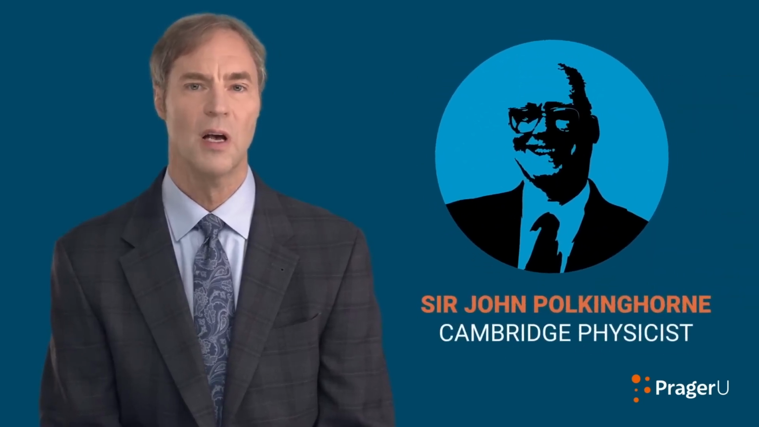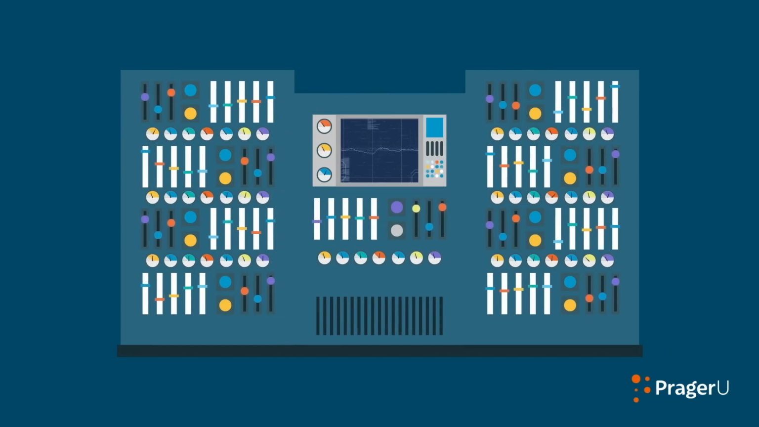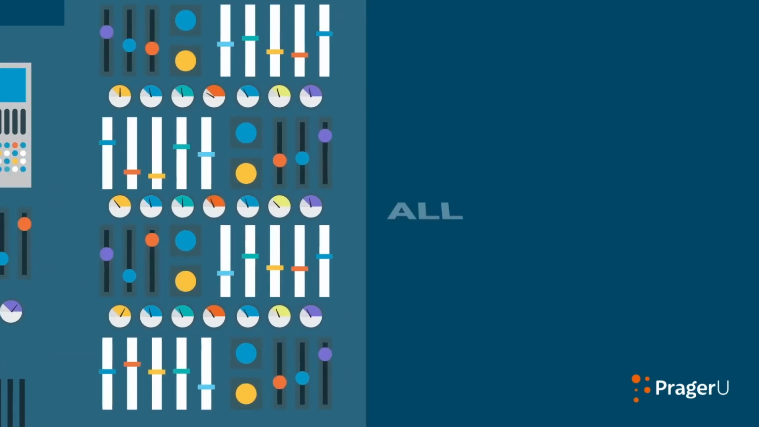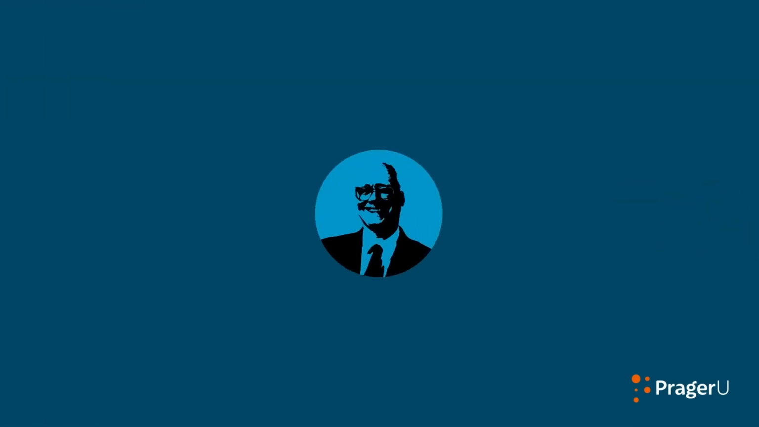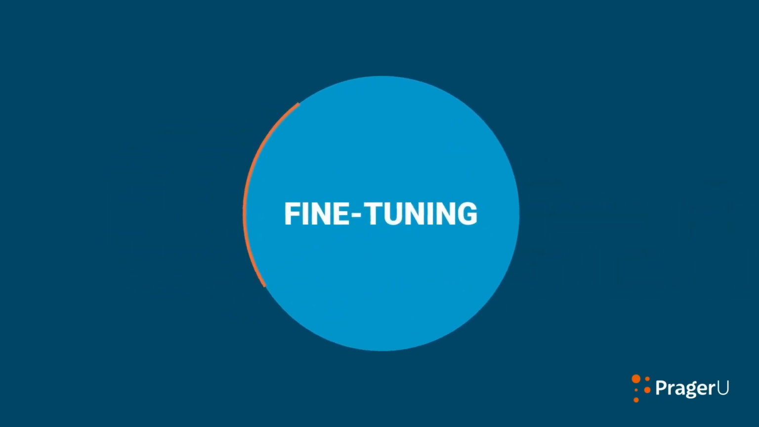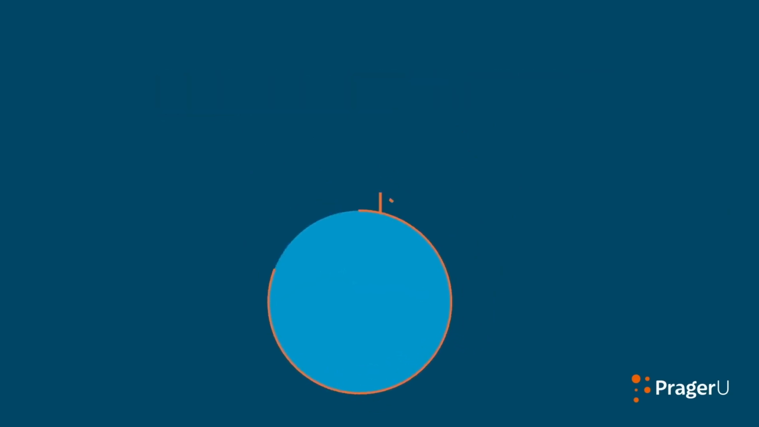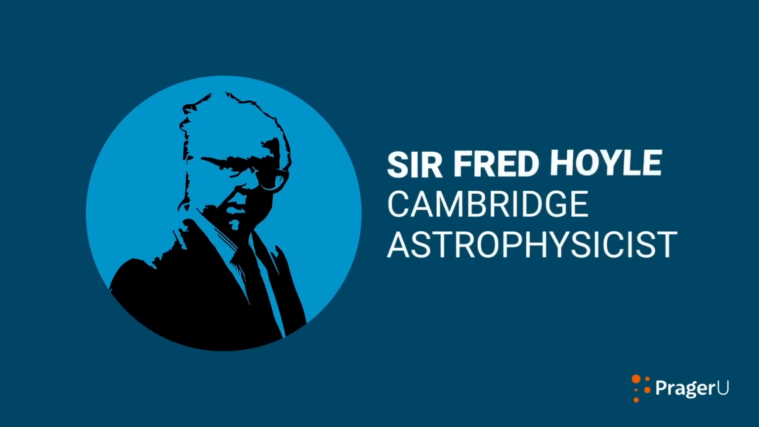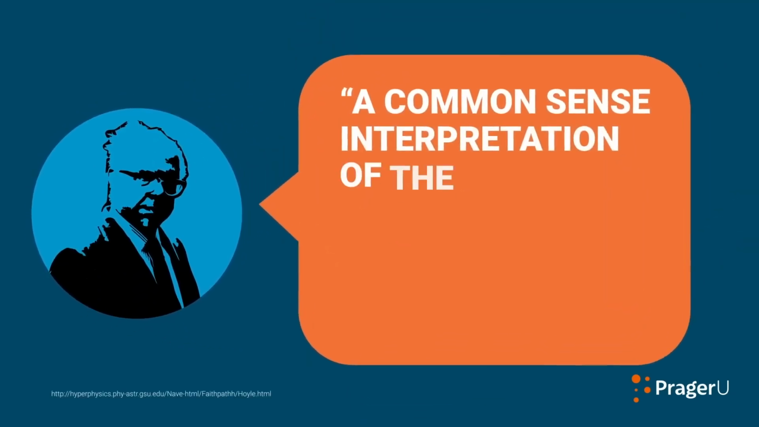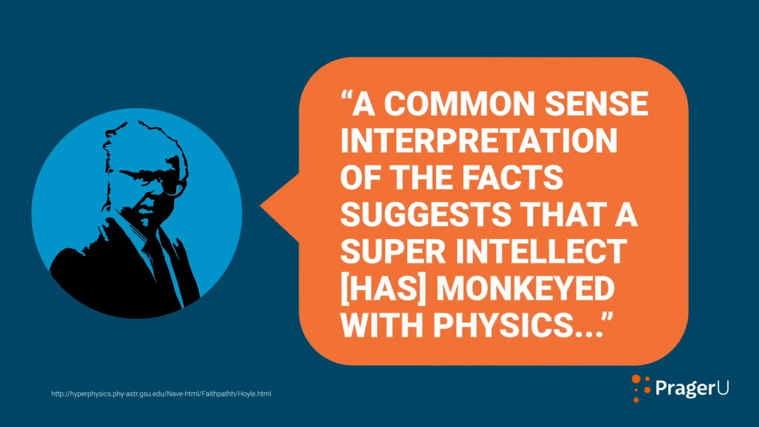To illustrate this idea, the late Cambridge physicist Sir John Polkinghorne imagined a universe-creating machine with numerous dials, each representing some critical parameter. The various dials each have an almost infinite range of settings, yet all are set just right. Not surprisingly, Polkinghorne and many physicists have concluded that the improbable cosmic fine-tuning of our actual universe points to a cosmic fine-tuner. As legendary Cambridge astrophysicist Sir Fred Hoyle argued, a common-sense interpretation of the facts suggests that a super-intellect has monkeyed with physics to make life possible.